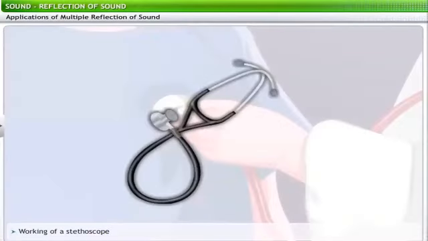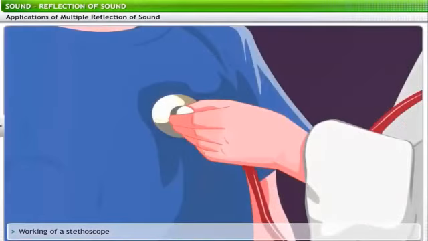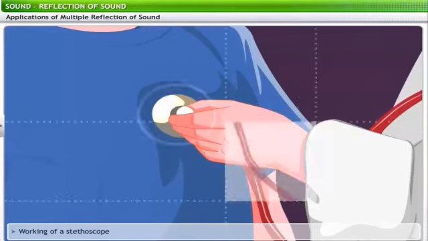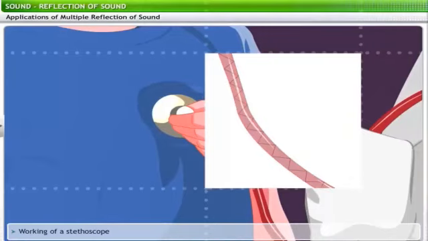A doctor using a stethoscope to give you a checkup is a very common sight. A stethoscope uses the principle of multiple reflections to help the doctor hear your heartbeat. Let's take a look at how it works. The chest piece of the stethoscope consists of a plastic disc called the diaphragm, which is placed on the patient's body. The sound of the heartbeat vibrates the disc. These vibrations produce pressure waves which travel to the listener's ears through the hollow tubes by a series of multiple reflections throughout the tubes.